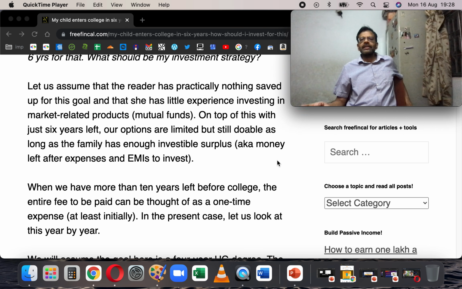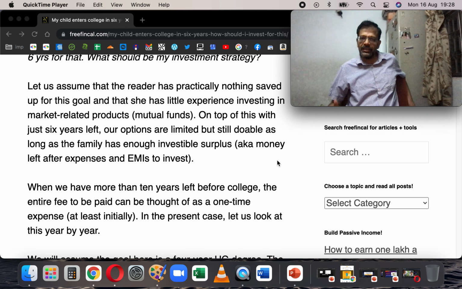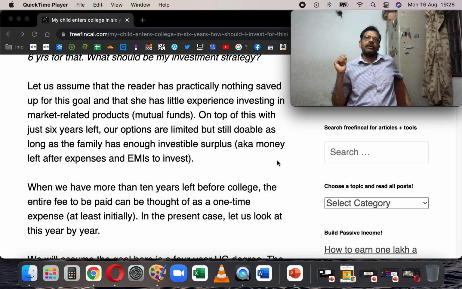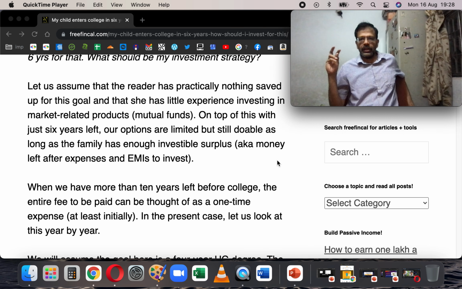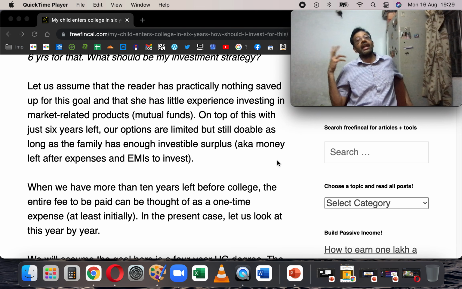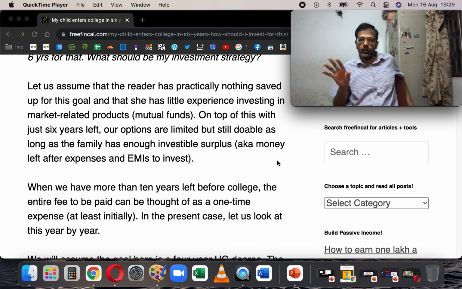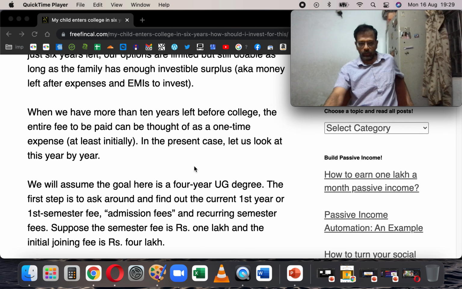So when the duration is more than 10 years away, we treat it as a single goal. But here, let's split it up into two goals. We'll assume the fees for the first 2 years of college are a 6-year goal, and the fees for the last 2 years of college are an 8-year goal. You will separate them out, and that'll give us something to work with, a little bit better than a single goal.